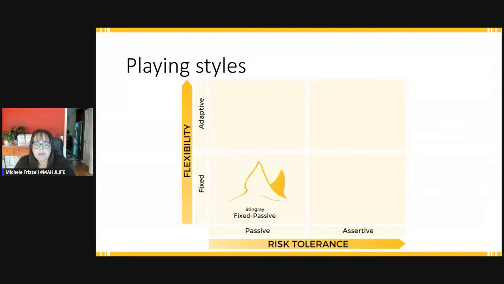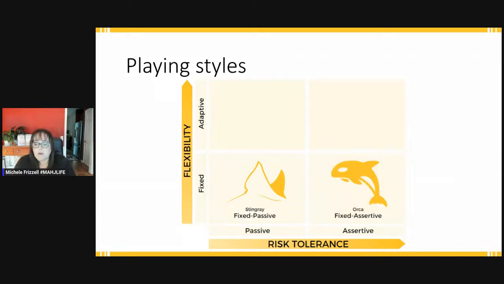So the first playing style is what I'm going to call a stingray. This would be a player who has a fixed passive playing style. They're going to pick a hand right away probably, and they're likely going to play conservatively. They're probably not going to claim discards at the beginning, especially if they have to risk losing a joker. This would be fixed passive, a stingray.